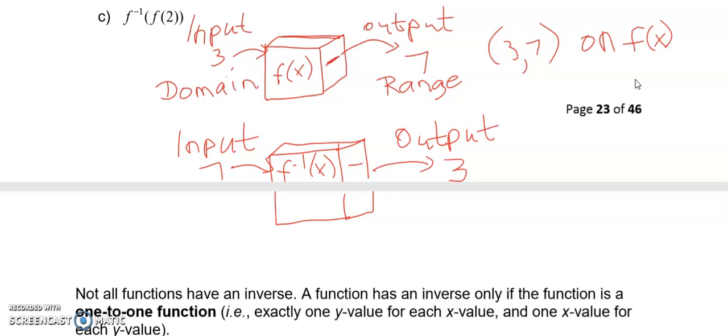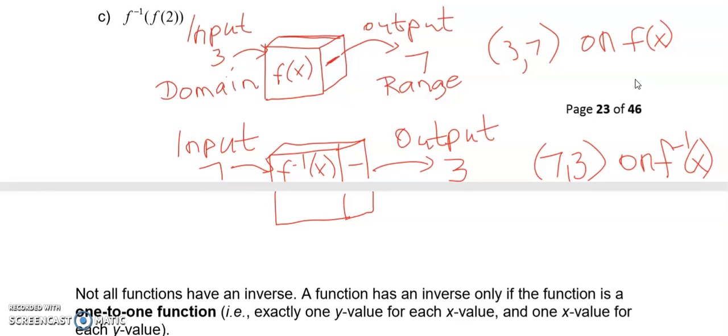But look at the inverse. You put in a 7, that was the x value this time, and you got back a 3, that was your y value, that was your range. Well, that means that the point 7 comma 3 must be on the inverse. All right. Now, that's a really important relationship there between a function and its inverse.